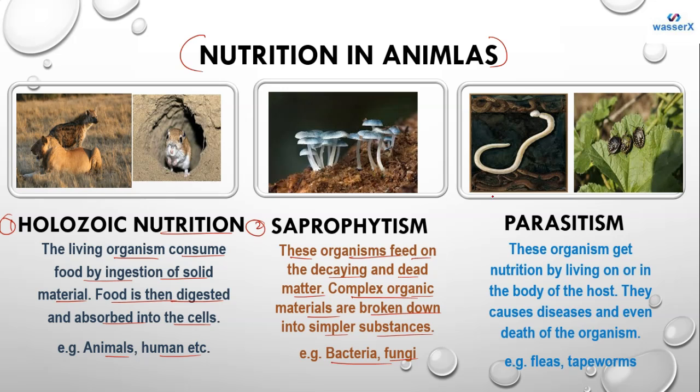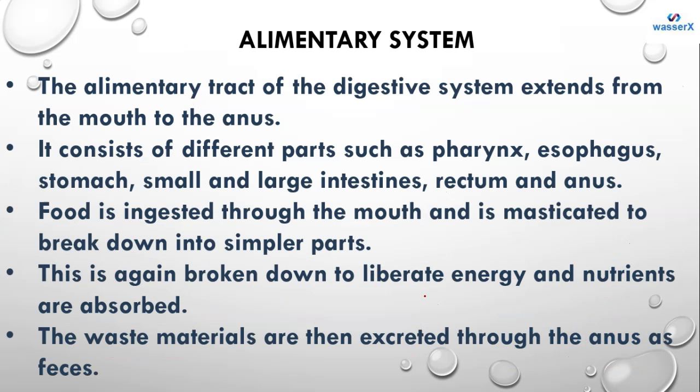Then we have parasitism. These organisms basically get nutrition by living in or on the body of a host, right? This organism is known as a parasite. Sometimes these organisms are present in the human intestine as well. They cause disease and even death of the organism. Here we have the example of the tapeworm in the flesh as an example of parasites. So let me take you further now, students. We have a very important heading, the alimentary system.